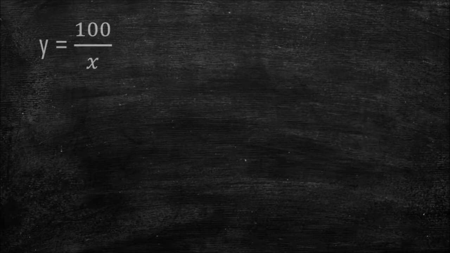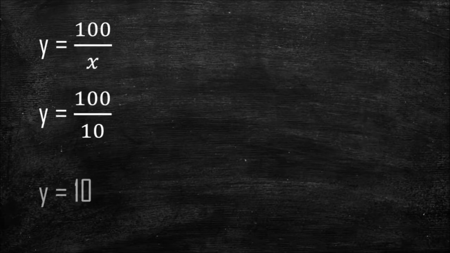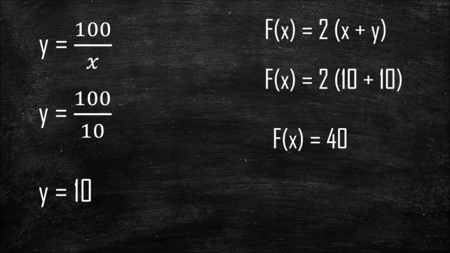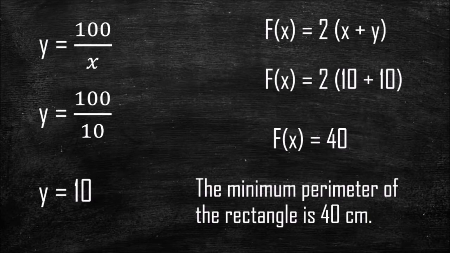So now, our x equals 10, and to get y, let's substitute 10 into its equation. That will give us 100 over 10, which equals 10. Now that we have the value of x and y, we will go back to our equation for the perimeter and solve it using these values. Knowing that x and y equal 10, our perimeter is 2 times the quantity of 10 plus 10, that gives us 40. Therefore, the minimum perimeter of the rectangle is 40 centimeters.